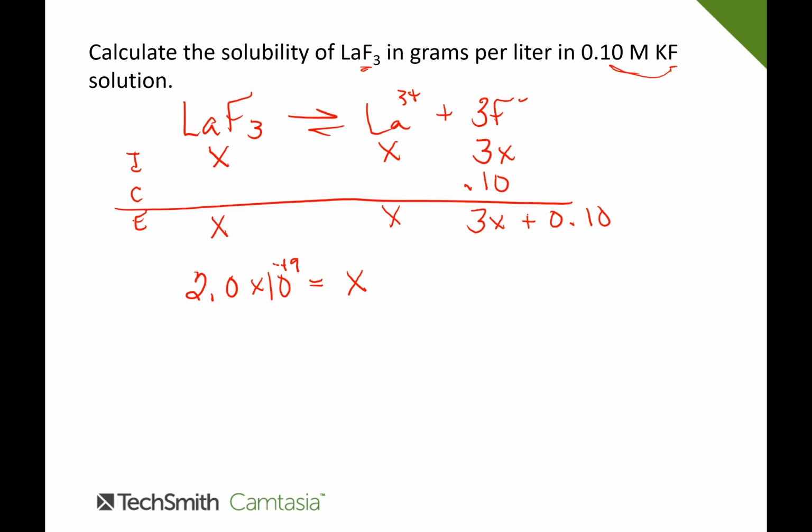And this is going to be equal to x times, it's now 3x plus 0.10 cubed. Okay, and we're going to say that this solubility of x is very, very small because we're dealing with slightly soluble salts. So since it's very small, we're going to cross this out, just like we did last time, and assume that that's going to be very small. So I'm going to take 2 to the minus 19th divided by 0.1 cubed to find x.